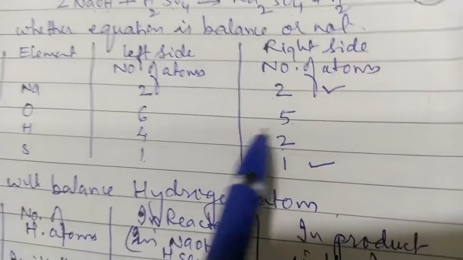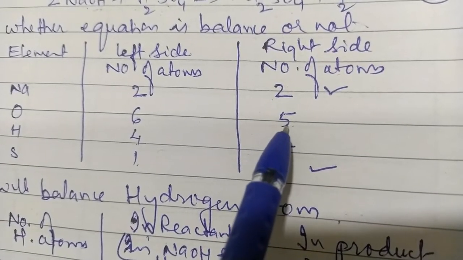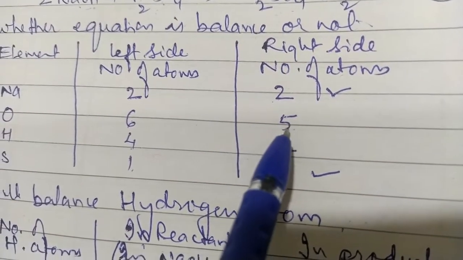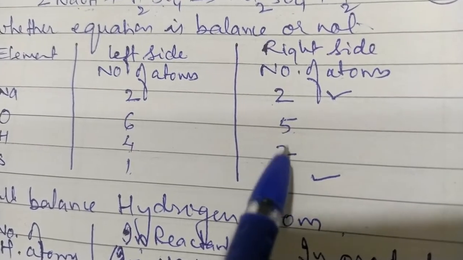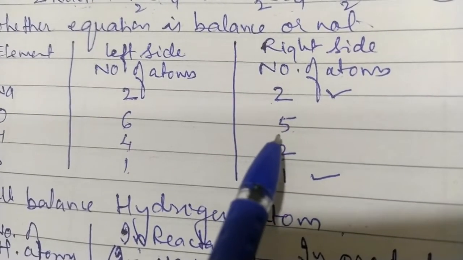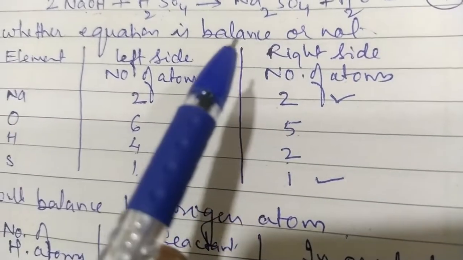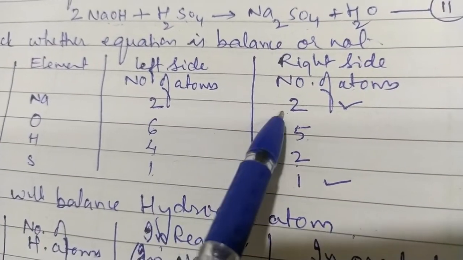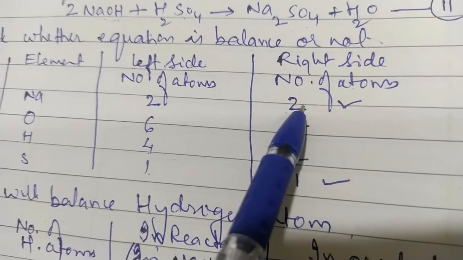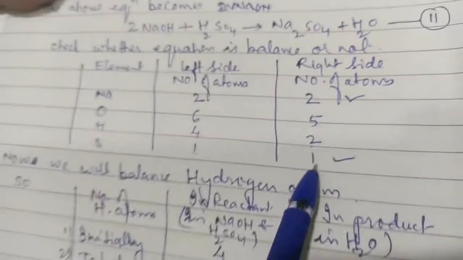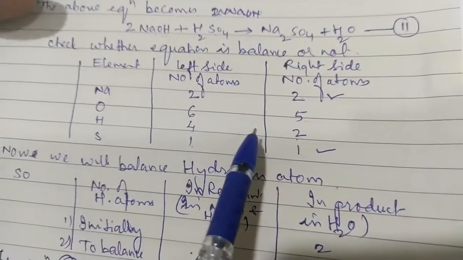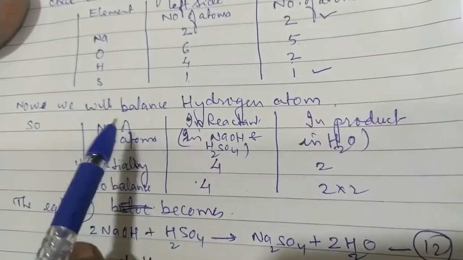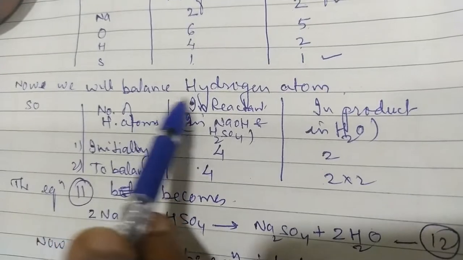Okay. Now see what happened now. Previously oxygen was balanced. Now after we balanced the sodium atoms, other elements got unbalanced. So this is always the case when we are trying to balance one, the other gets unbalanced. Okay. So now sodium is balanced. Now sulfur is balanced. Now both oxygen and hydrogen are unbalanced. So what we will do? We will take the hydrogen first to balance. Okay. So now we will balance the hydrogen atoms.